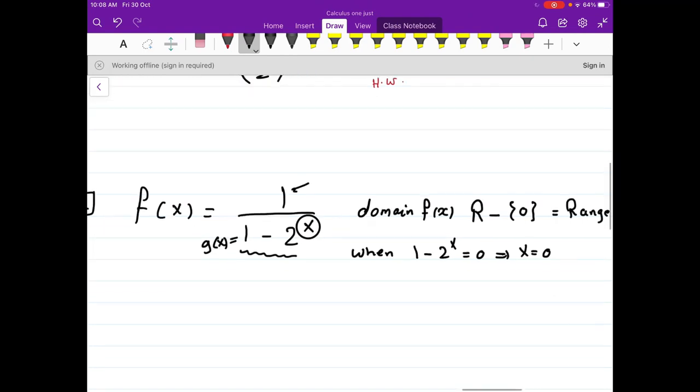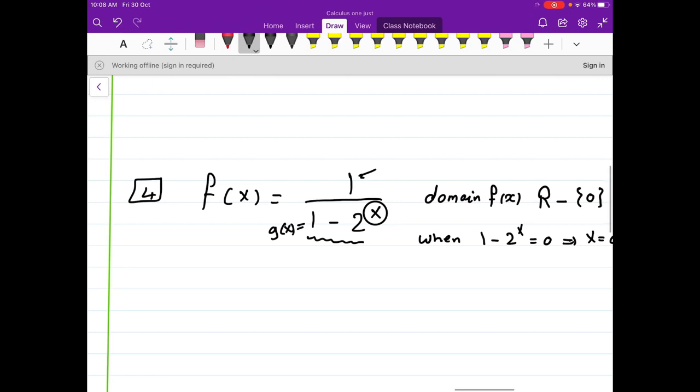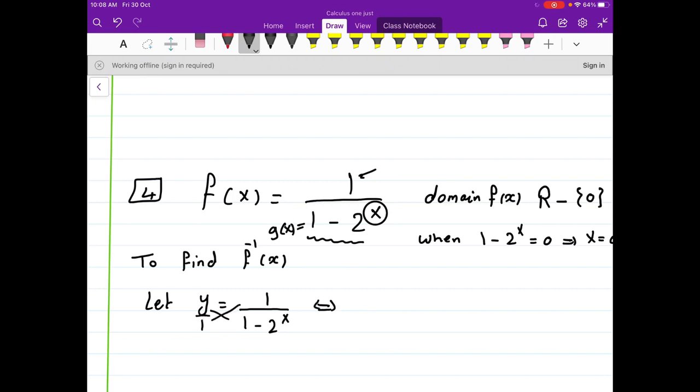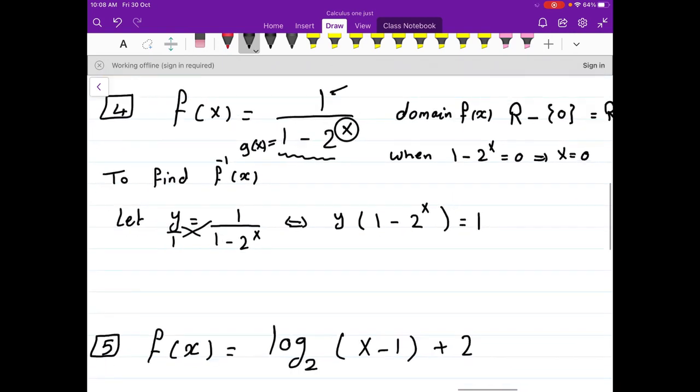Now, to find the range of f(x), we must find f inverse. How can we find f inverse? To find f inverse(x), let y equal 1 over 1 minus 2 to the power x. Okay? Multiply, so you get y times (1 minus 2 to the power x) equals 1. So this is equivalent to y minus y times 2 to the power x equals 1.